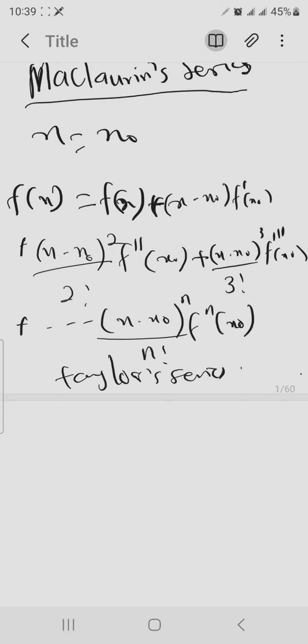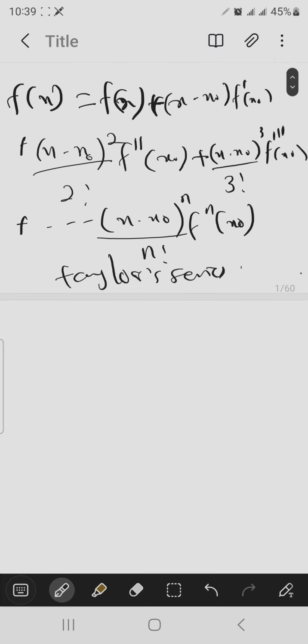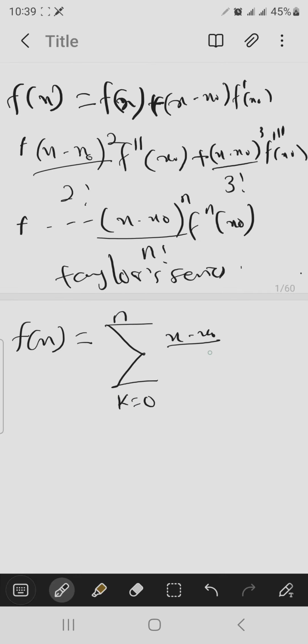In a nutshell, don't worry, I'm going to explain everything so you understand it better than just this writing. In a nutshell, you can say that the Taylor series is defined with this formula: f of x equals the summation from k equals 0 of (x minus x naught) raised to power k over k factorial, times f raised to power k of x naught.